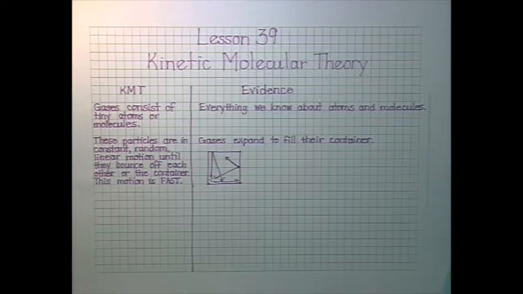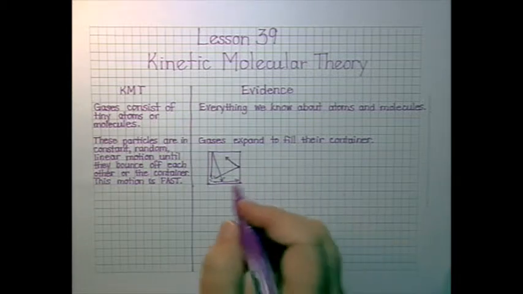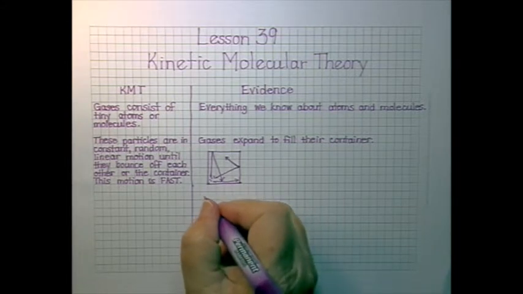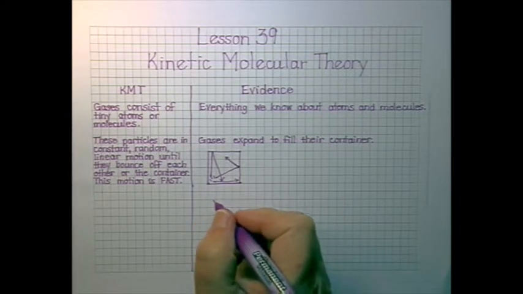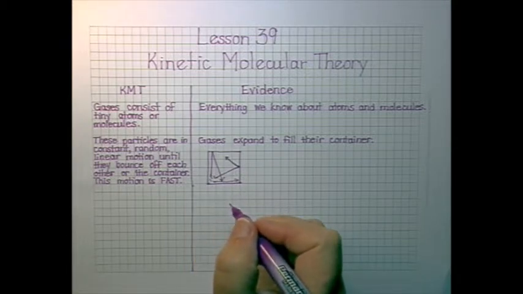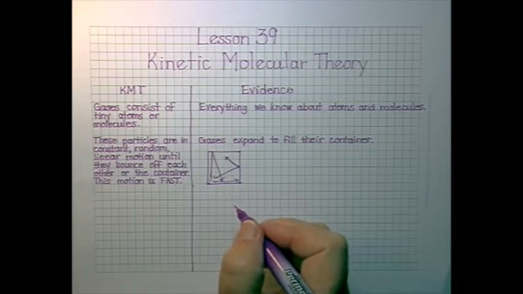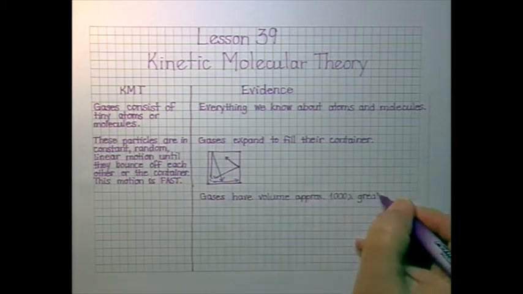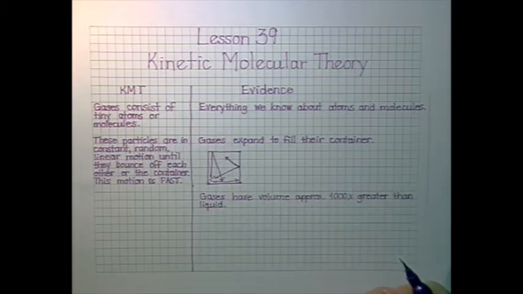All right, also, we are aware that gases have a volume that's usually about 1,000 times greater than the volume of the liquid. So if you have a 1 milliliter puddle of water and it evaporates, you'll have about 1,000 milliliters of water vapor. Again, this makes sense if you know that the gas is made of small particles that are bouncing off each other and just going crazy in all sorts of random directions.